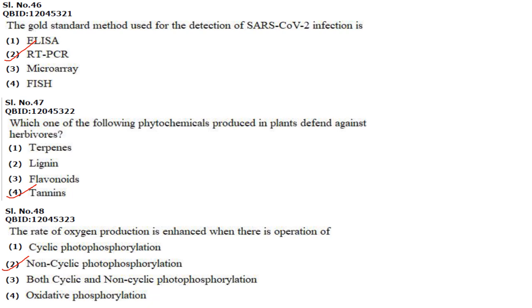So in cyclic photophosphorylation, ATP is produced. In non-cyclic photophosphorylation, ATP, NADPH and oxygen are produced. And in oxidative phosphorylation, there is consumption of oxygen. So they have asked, the rate of oxygen production is enhanced when there is operation of. So when there is operation of non-cyclic photophosphorylation, the answer is option 2.